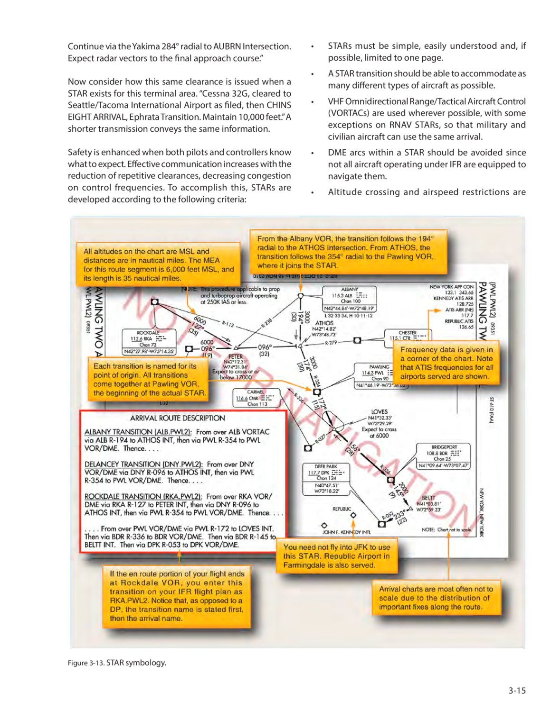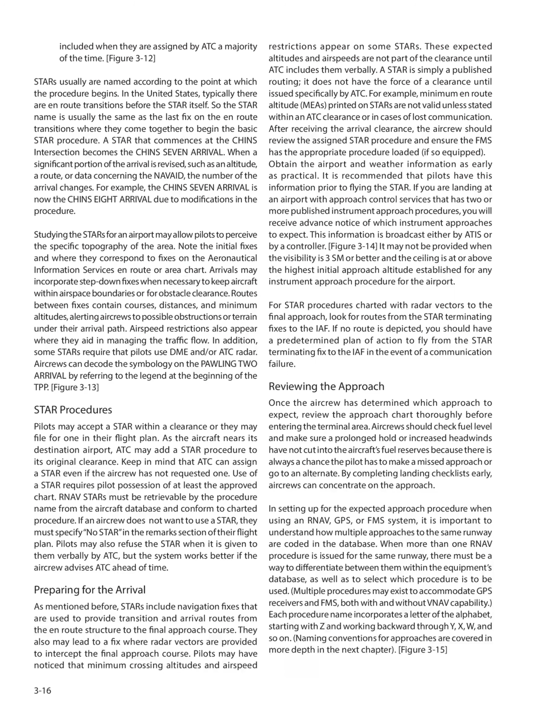To accomplish this, STARs are developed according to the following criteria. STARs must be simple, easily understood and, if possible, limited to one page. A STAR transition should be able to accommodate as many different types of aircraft as possible. VOR/VORTAC are used wherever possible, with some exceptions on RNAV STARs, so that military and civilian aircraft can use the same arrival. DME arcs within a STAR should be avoided since not all aircraft operating under IFR are equipped to navigate them. Altitude crossing and airspeed restrictions are included when they are assigned by ATC a majority of the time.